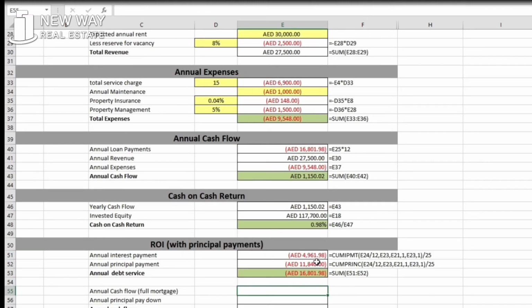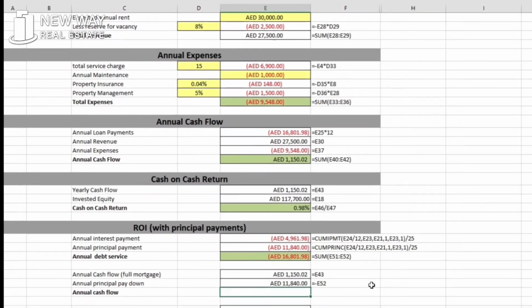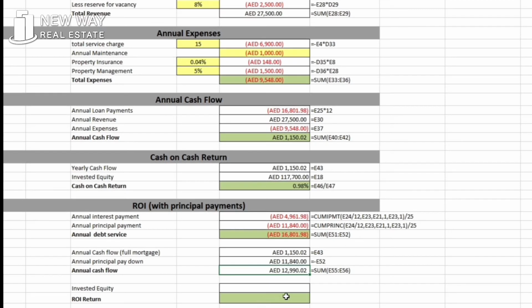Next, we just need to calculate the annual cash flow, including the principal payments. The annual cash flow, which we have already calculated, was 1,150. Then we add the principal paydown. In this case, because it was in minus, now it's a positive number, because we need to factor it in as a positive thing. Now we add them up, Alt equals, and we get 12,990.